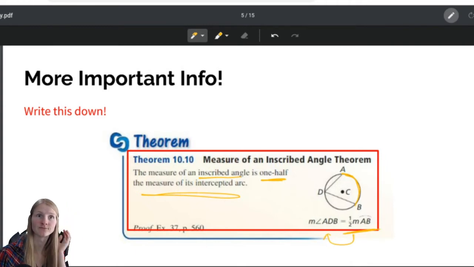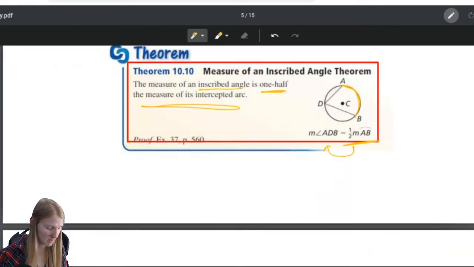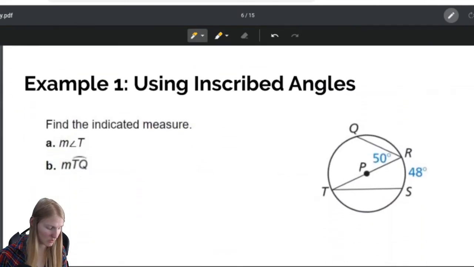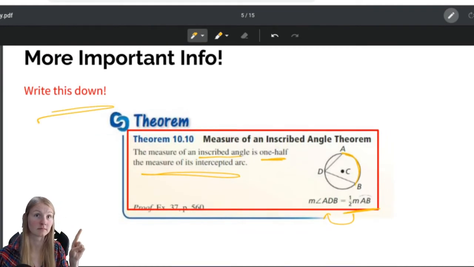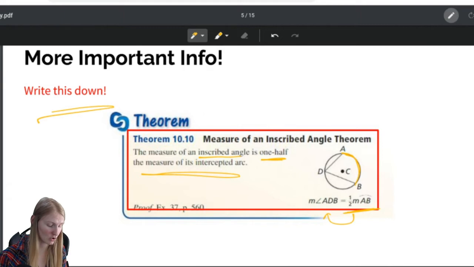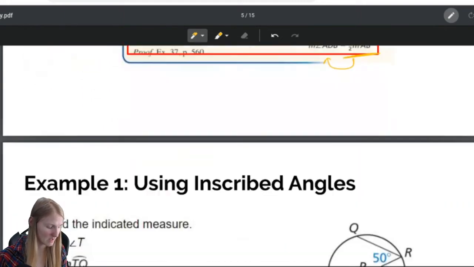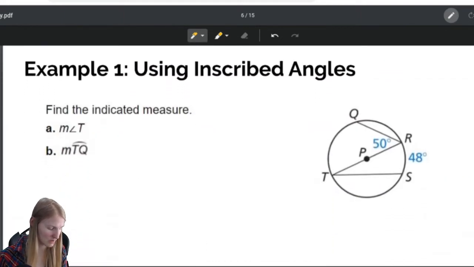Yep. That's it. Okay. Just in case you're confused. Oh yes, did I say to write that down? I know it says it right here in the red. But write it down. Make sure you write it down. Picture 2, please. Let's see an example of this in action.